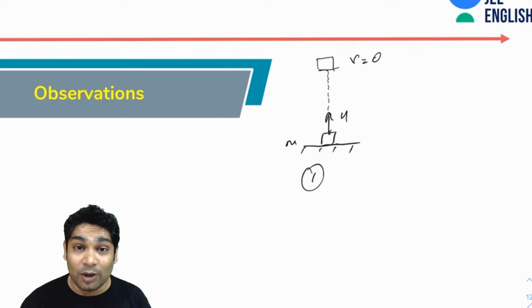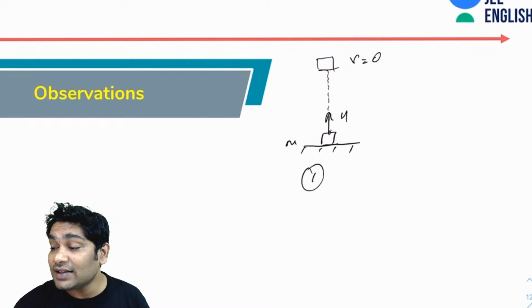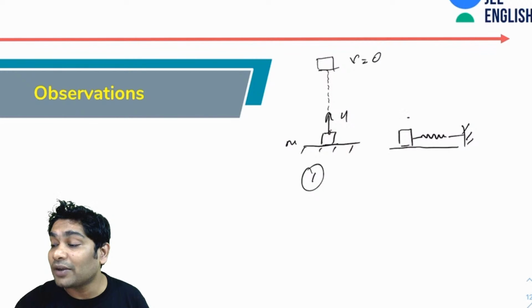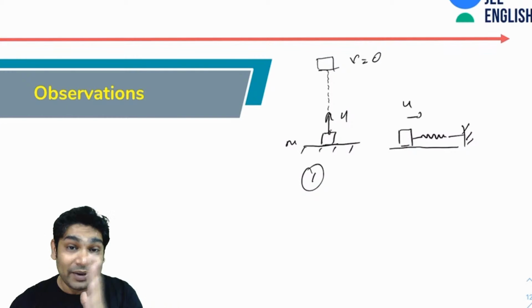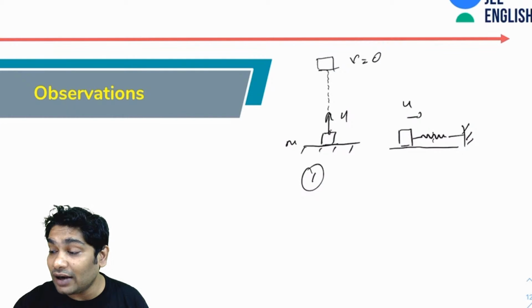Alright, now let's talk about another situation. In the second situation, I have kept the same block in front of a spring. Initially the spring was relaxed. Now what I do is I give this an initial velocity u. So this block will end up compressing the spring, it will slow down and eventually it will come to a stop at some point and its final v will be 0.